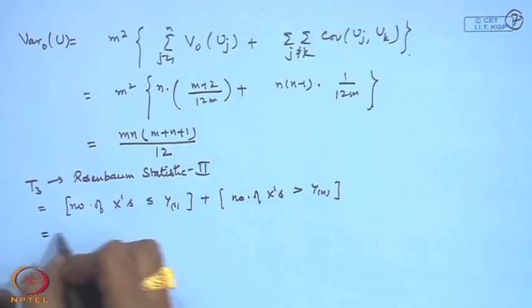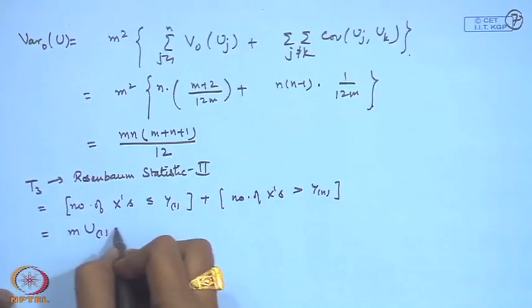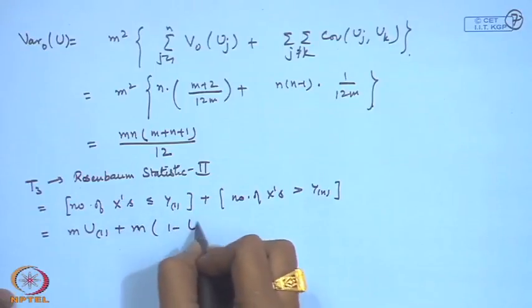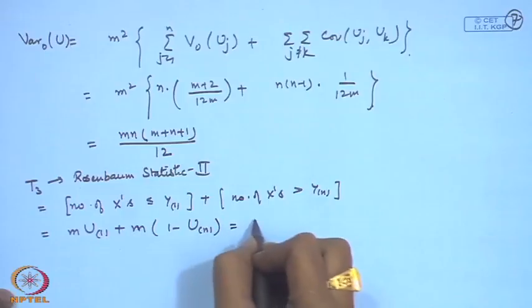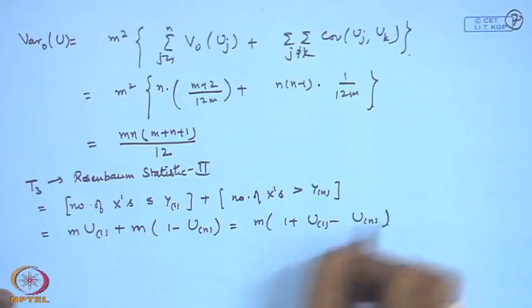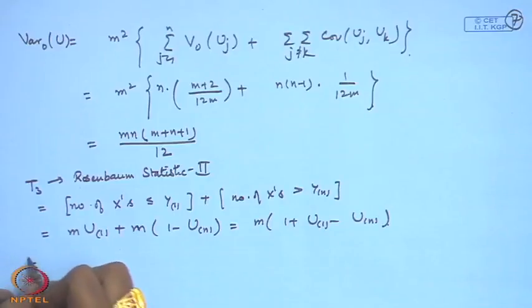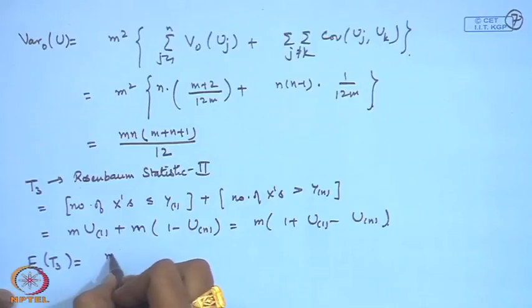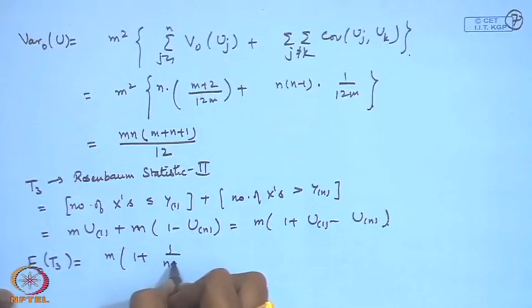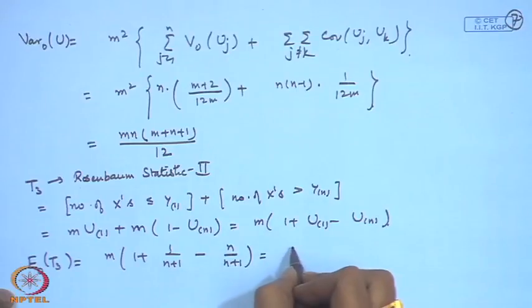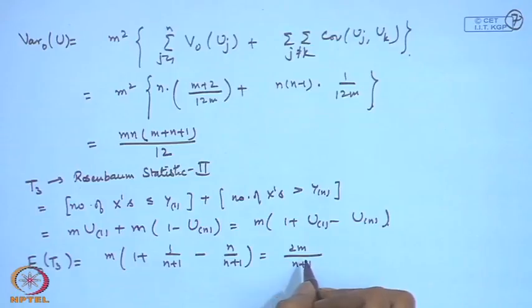Okay, so, this can be written as m times u 1 plus m times 1 minus u n, that is m times u 1 plus 1 minus u n. Of course, under the null hypothesis this is equal to m times 1 plus 1 by n plus 1 minus n by n plus 1, that is equal to 2 m divided by n plus 1.